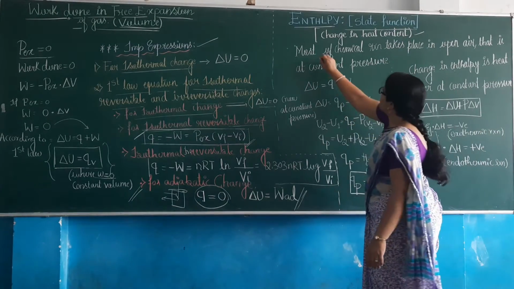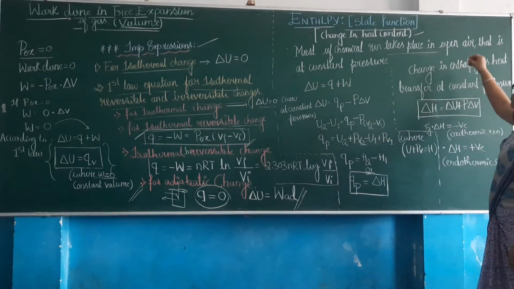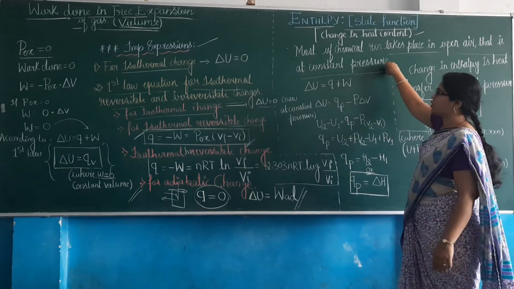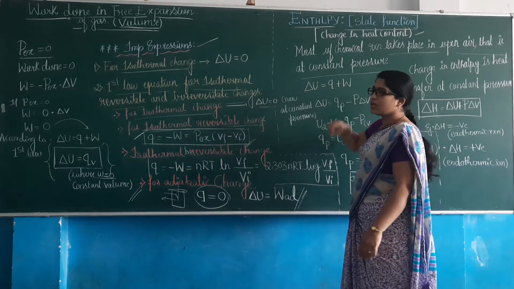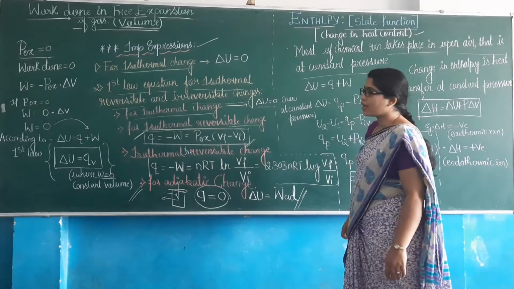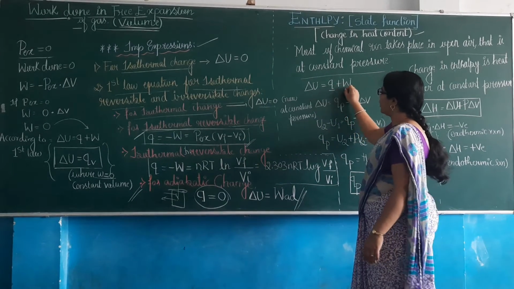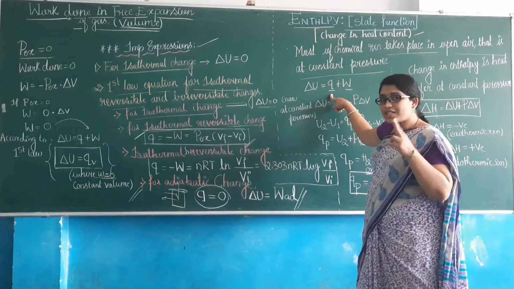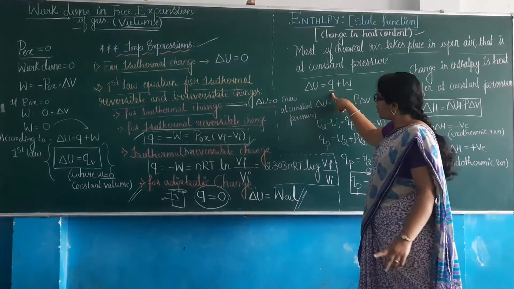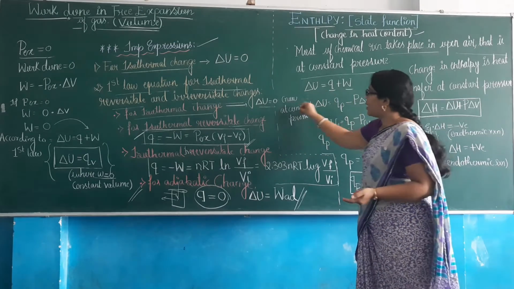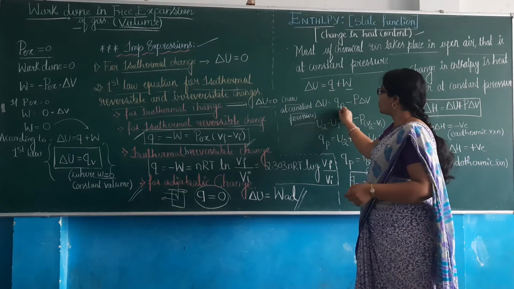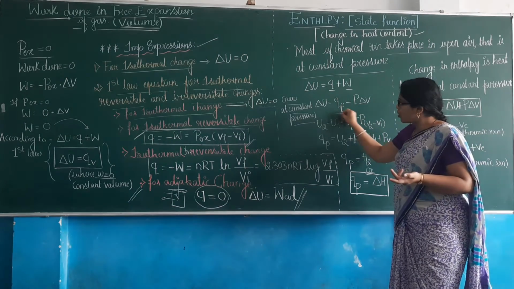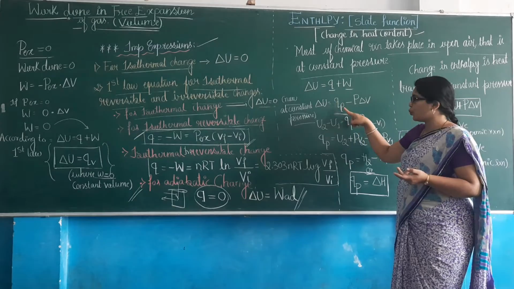Fine. So most of the chemical reactions taking place in the open air are all considered at constant pressure. So I can write here that the change in internal energy delta U will be written as Q plus W. Q means change of form of energy, change in heat content, at constant pressure. So I write here the change of energy at constant pressure, represented as QP.